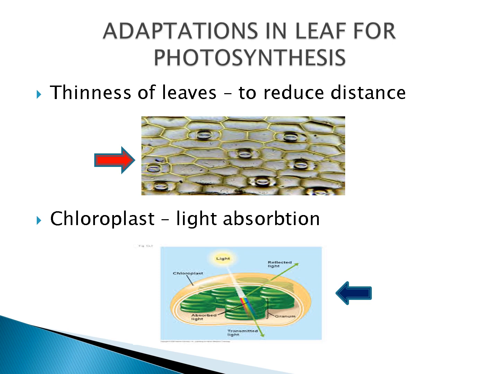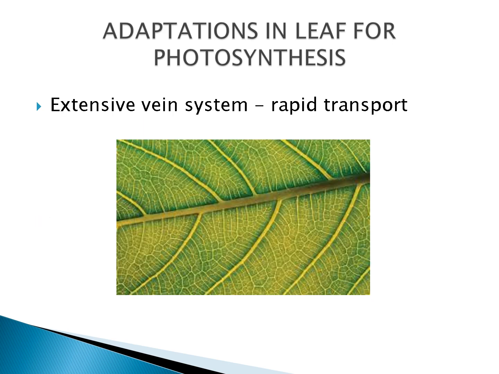The next adaptation is chloroplast present in the cells. Chloroplasts, since they are green in color, containing chlorophyll, they absorb light, and because of light absorption, photosynthesis process starts. So these adaptations help in better performance of photosynthesis process in plants.